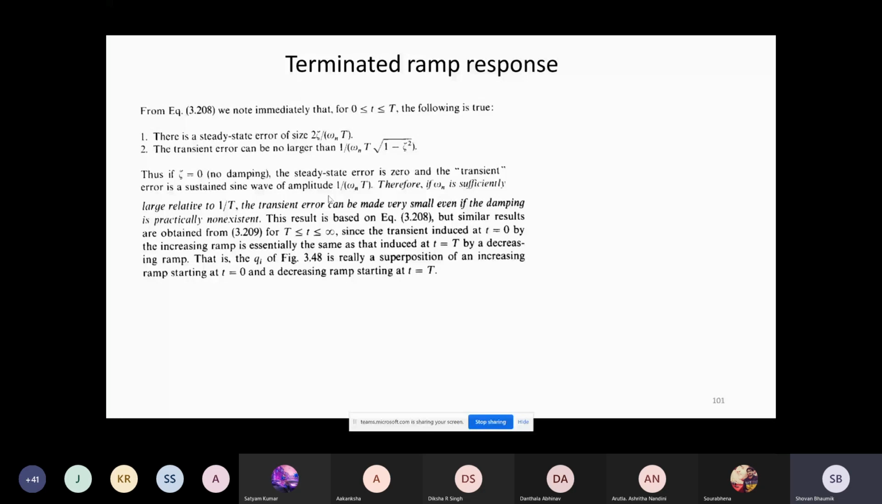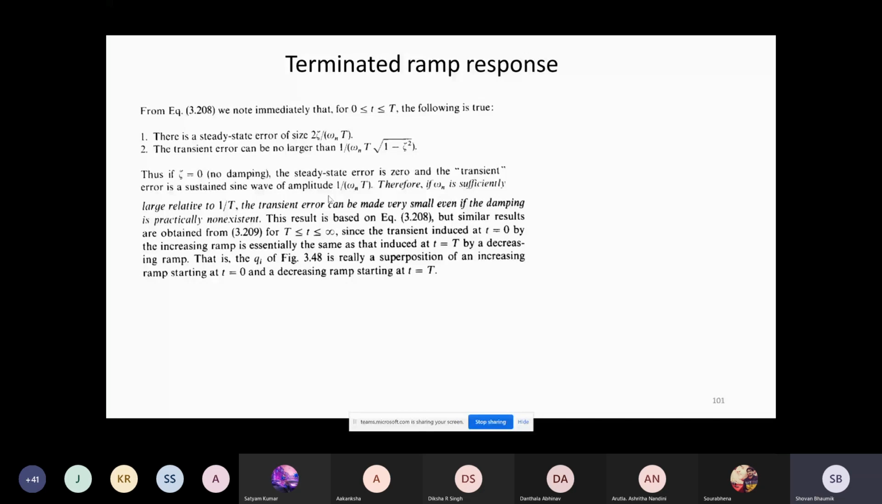If zeta equals 0, the steady state error is 0 and the transient error is a sustained sine wave of amplitude 1 by omega Tn. Now, if omega Tn is sufficiently large relative to 1 by T, then the transient error can be made very, very small even if the damping is practically non-existent.